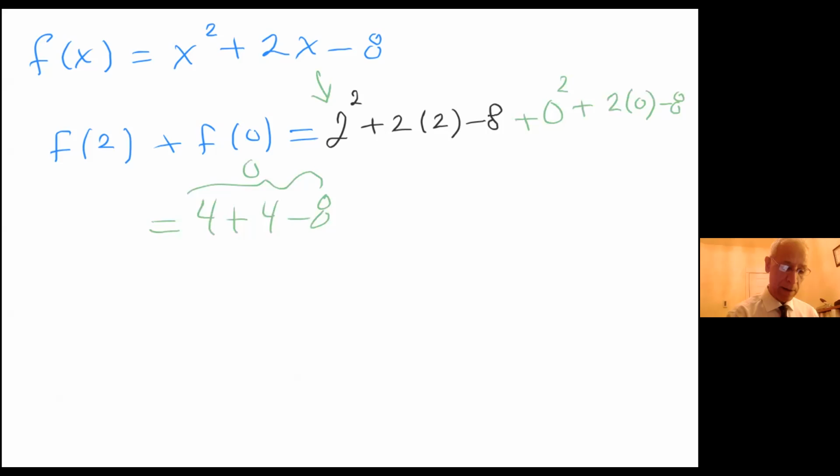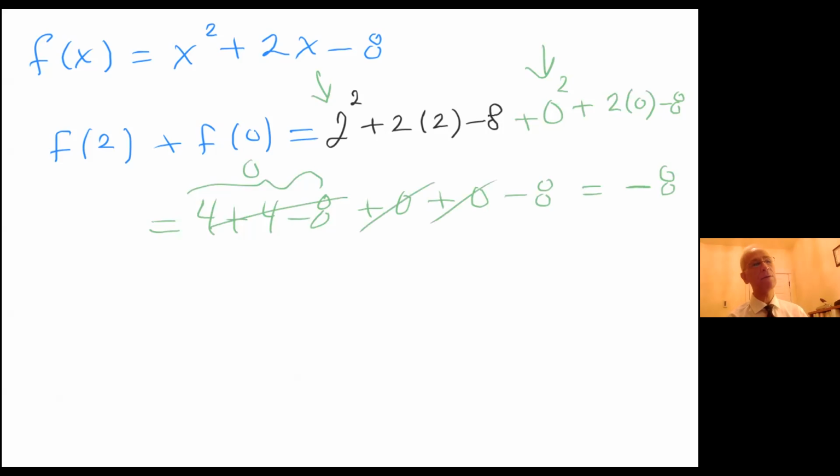And then plus here, 0 squared is 0, plus 2 times 0 is 0, minus 8, and that gives us a total of negative 8, because this was all 0, this is 0, this is 0, so f of 2 plus f of 0 equals negative 8.